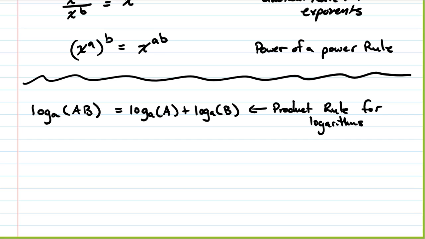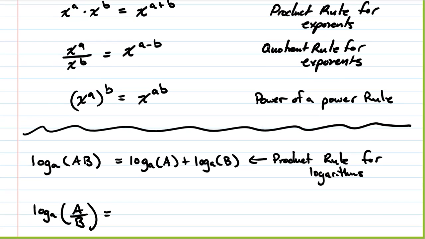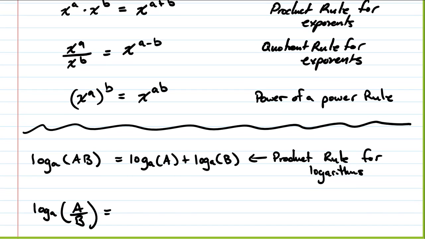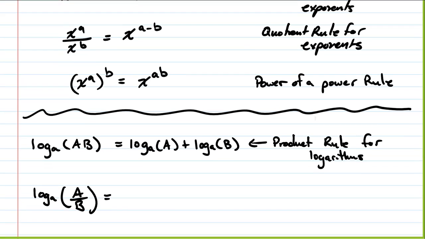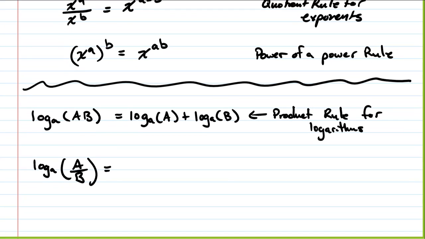Similarly, we have a quotient rule for logarithms. So if I have the logarithm base a of a divided by b, if we divide two things with the same base, what do we do with the exponents? We subtract. So then this is the logarithm of a minus the logarithm of b. And that's our quotient rule.